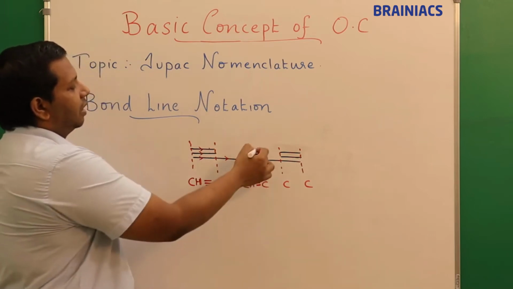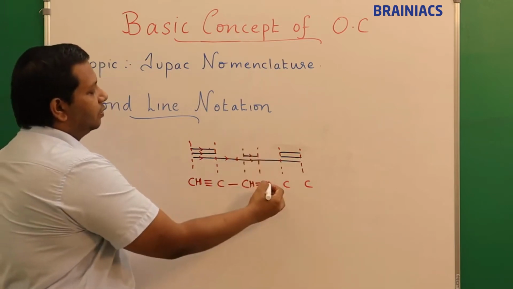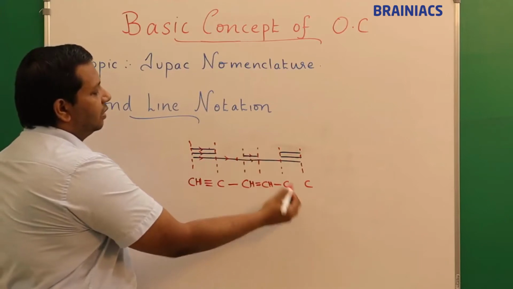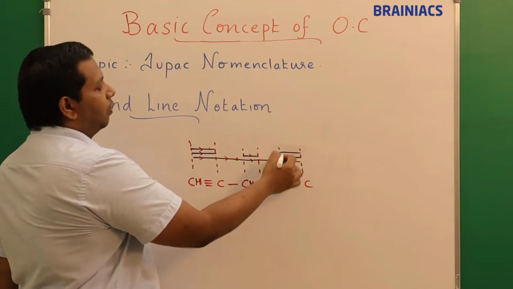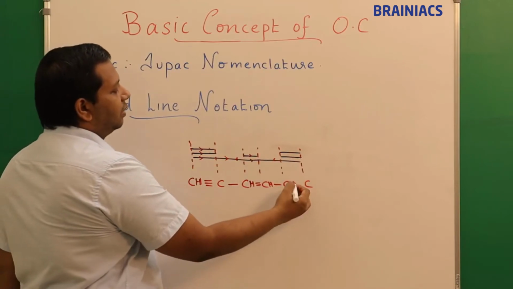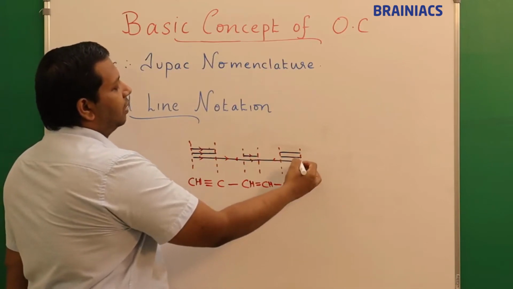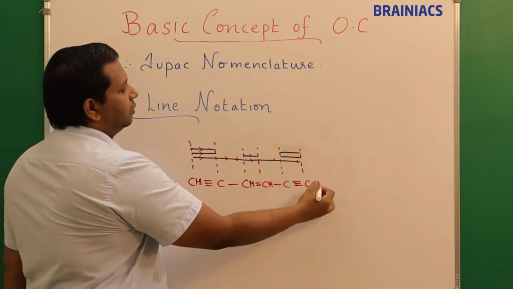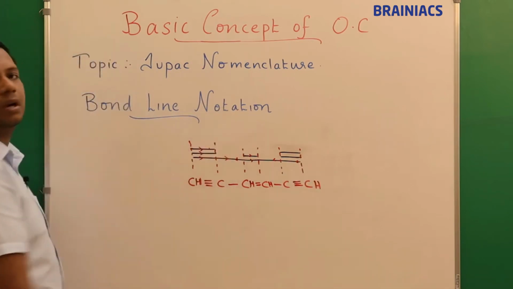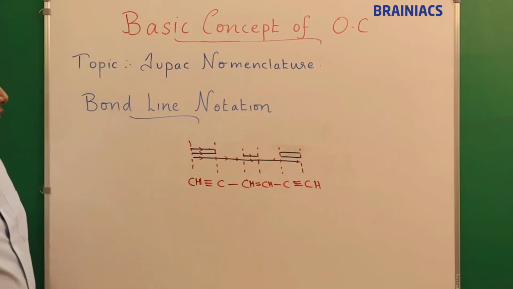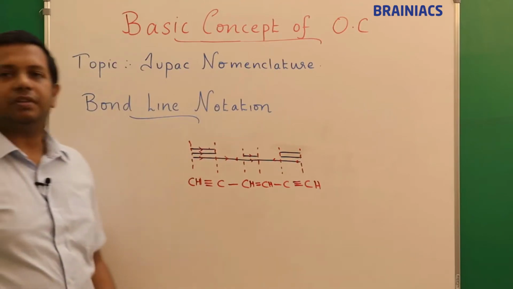Coming to this carbon atom, again 3 rays, so this should be CH, then single bond. Then coming to this one, this has 4 rays, so it should be C, then triple bond. Here there are only 3, so this should be CH. So this is the way you need to interpret the bond line notation. I hope you understood. If you have any doubt, please come back.